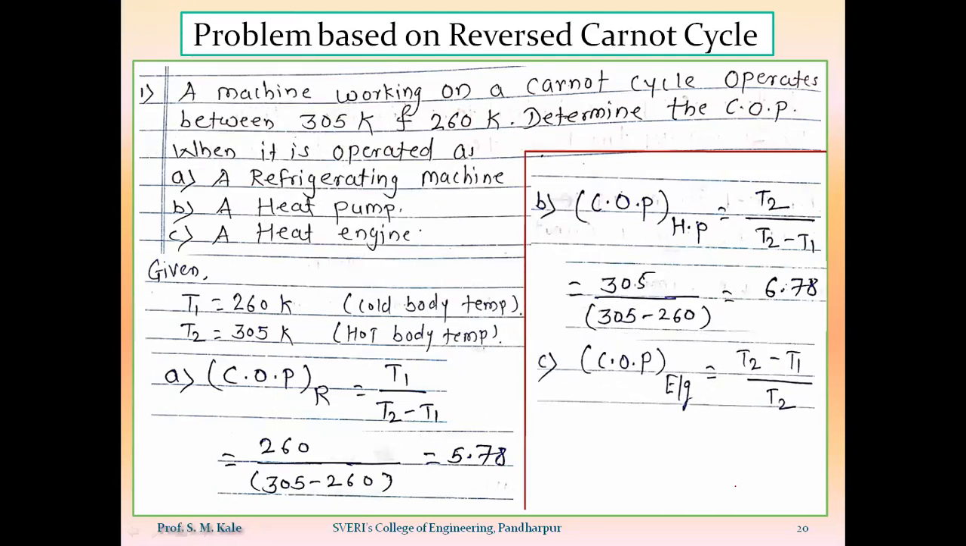Then COP of engine, that is nothing but efficiency of engine. Heat engine efficiency, formula is T2 minus T1 divided by T2. Put the values, you will get the efficiency as 14.7%. So note it down in your notebook.